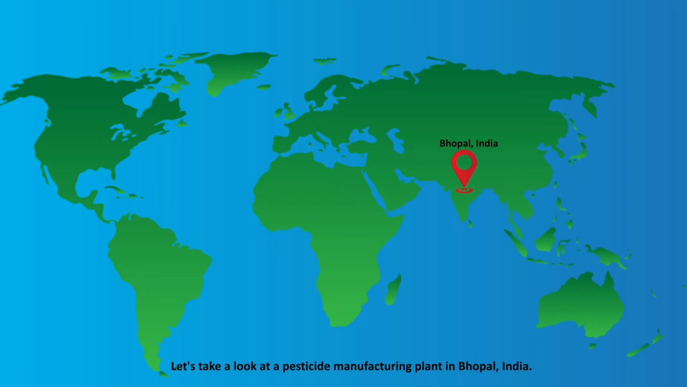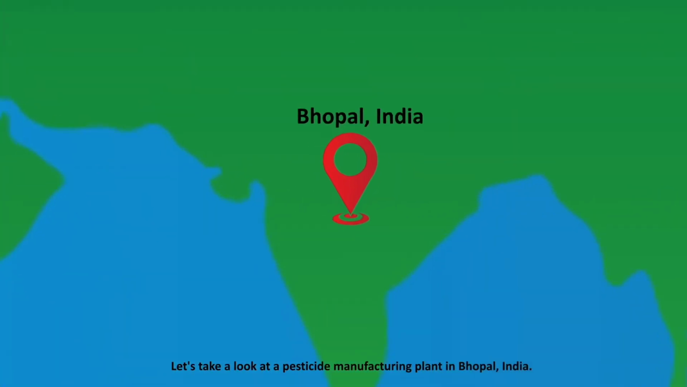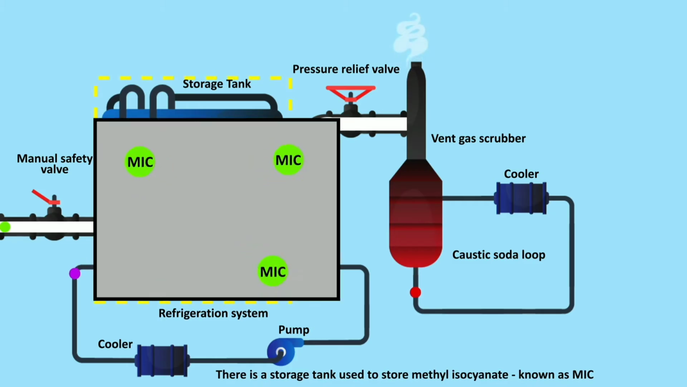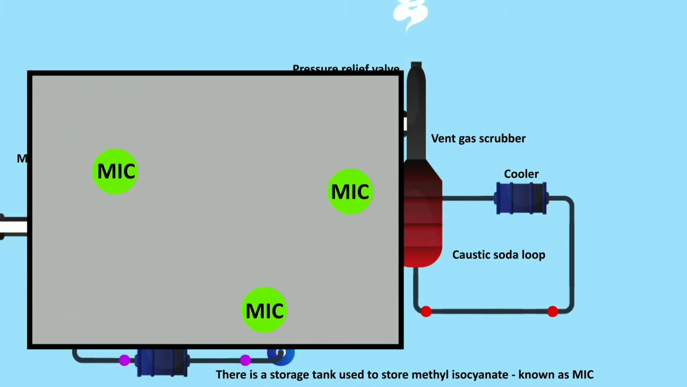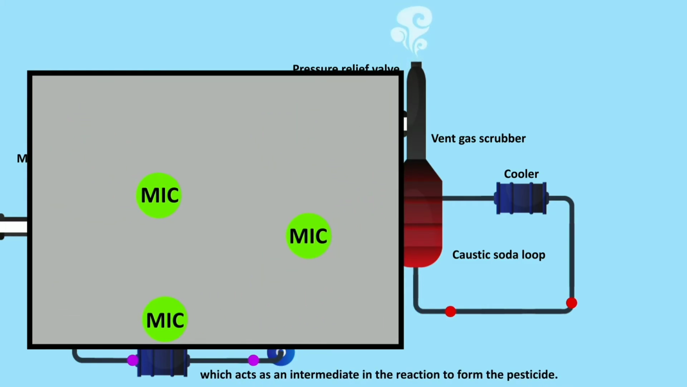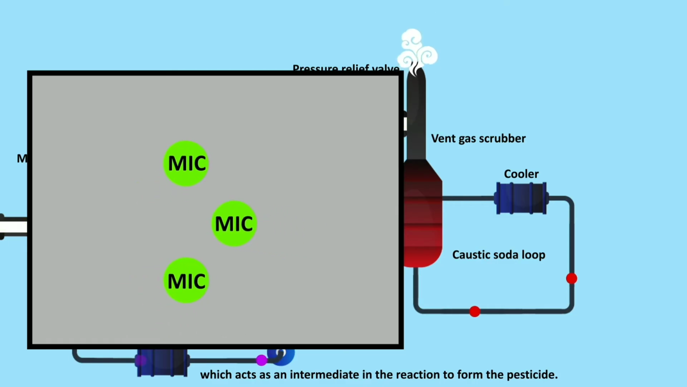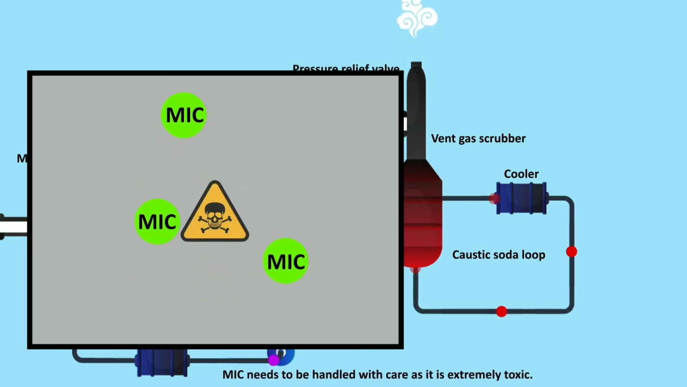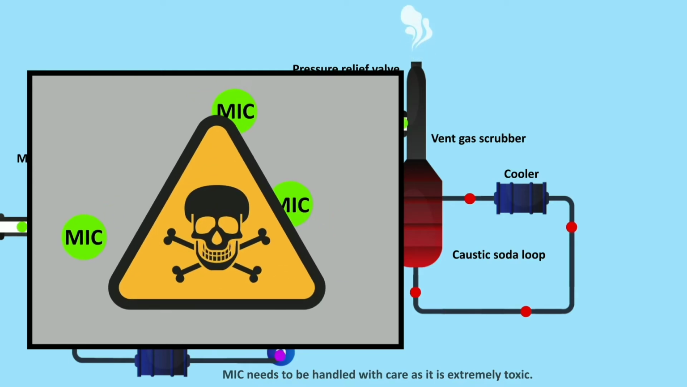Let's take a look at a pesticide manufacturing plant in Bhopal, India. There is a storage tank used to store methyl isocyanate, known as MIC, which acts as an intermediate in the reaction to form the pesticide. MIC needs to be handled with care as it is extremely toxic.